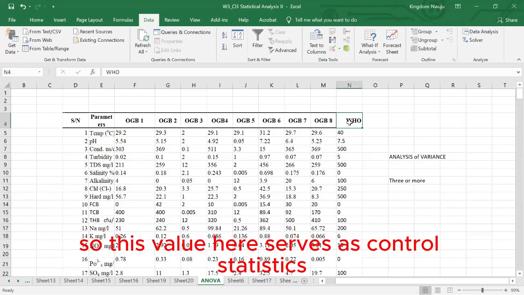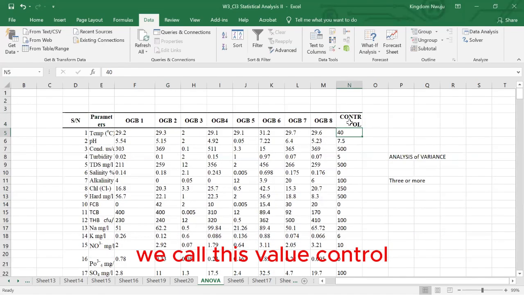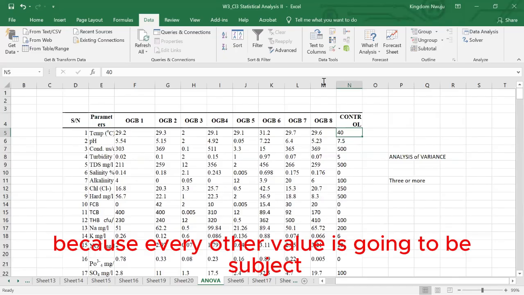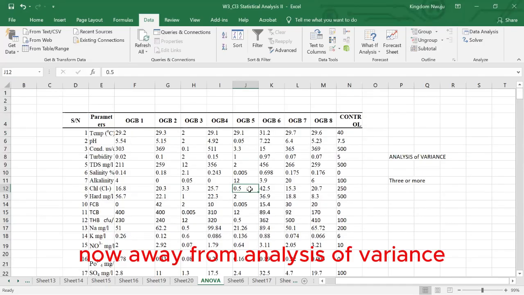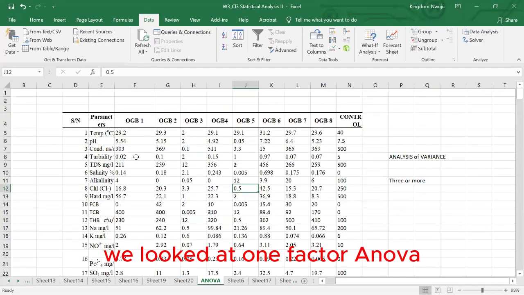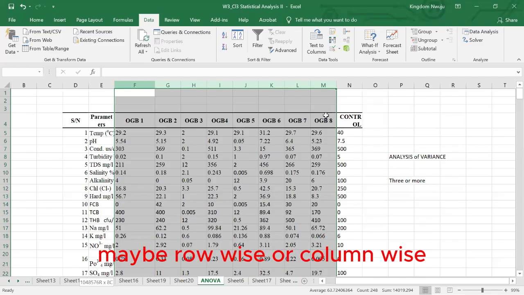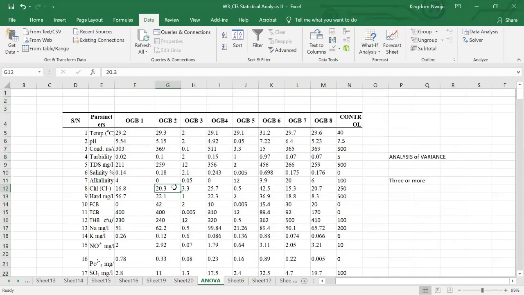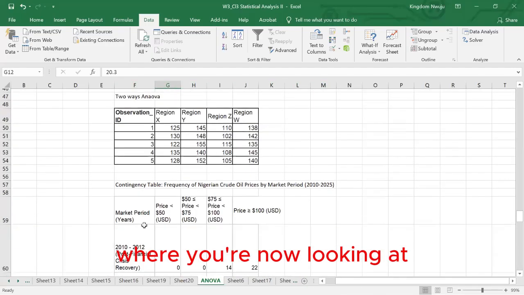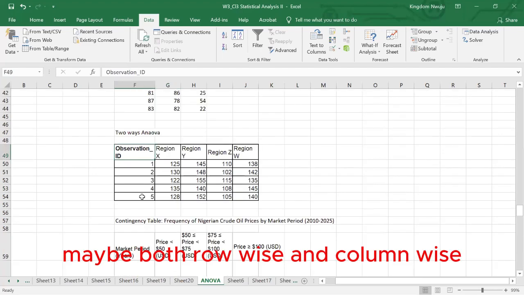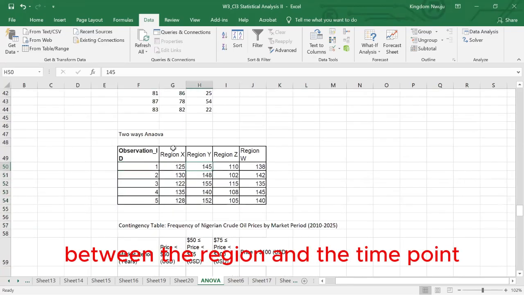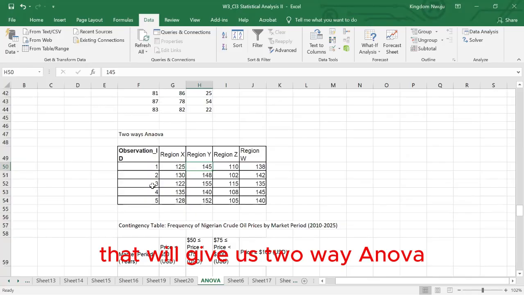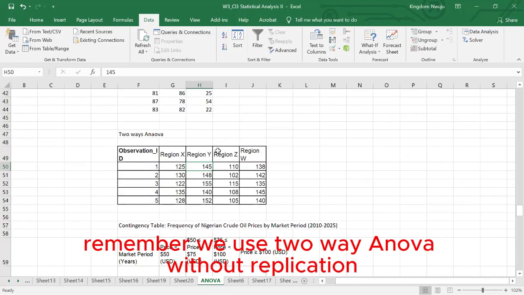So this value here serves as control. In statistics, we call this value control because every other value is going to be subject to the performance of that value. So that is the control variable. All right. Now, away from analysis of variance, we've looked at one factor ANOVA, where you're just looking at one category, maybe row-wise or column-wise. We've also looked at two-way ANOVA, where you're now looking at maybe both row-wise and column-wise. These are region and these are time points. To find out the significant difference between the region and the time point, that will give us two-way ANOVA. Remember, we use two-way ANOVA without replication.